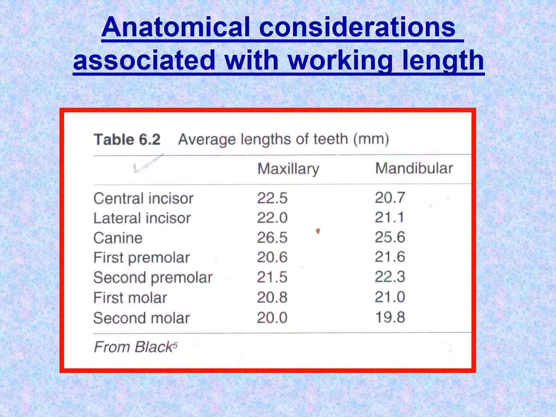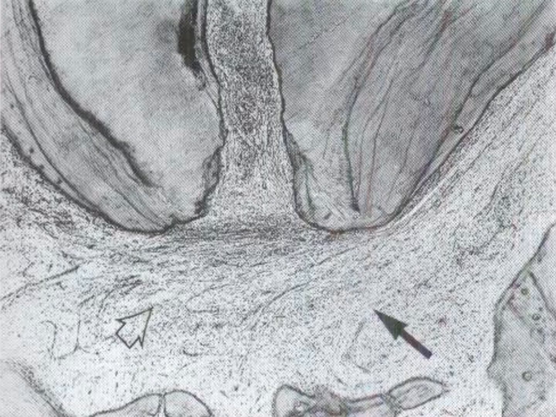ممكن أن نشوف من هذا الجدول average length of the tooth اللي يعني احنا بناخذ الوركينج لينث نقدرها تقريبا هيك، وبعدين نصلحها بواسطة الاكس راي او اي ميثود ممكن نستعملها for determination of the working length. فمثلا على سبيل المثال السنترال انسايزر حيكون بالماكسيلاري 22.5، بالمانديبولار 20.7، وهكذا لبقية الأسنان.